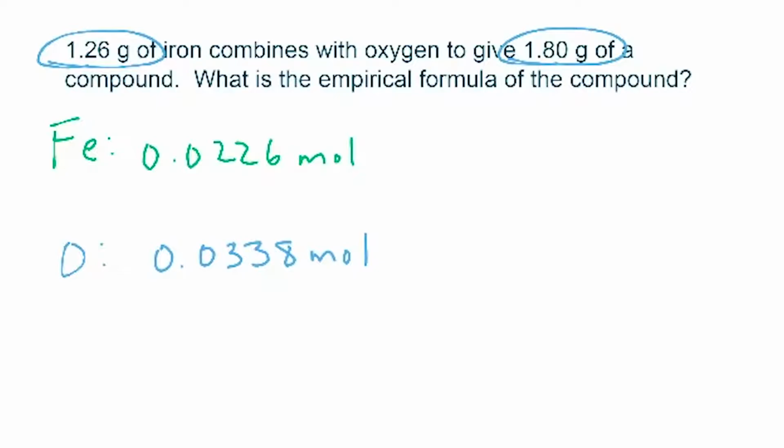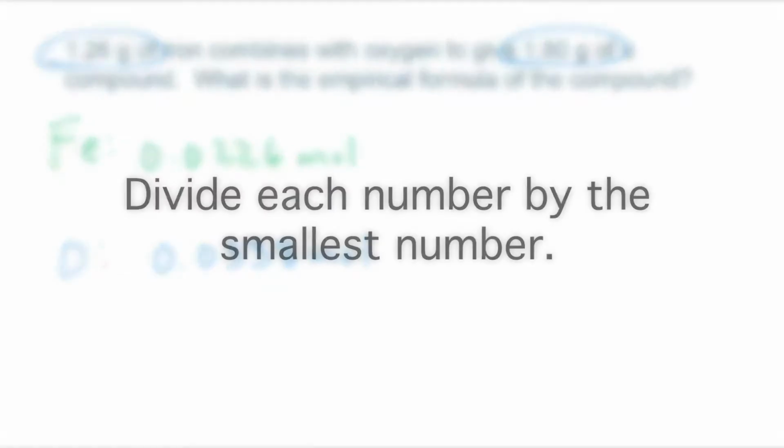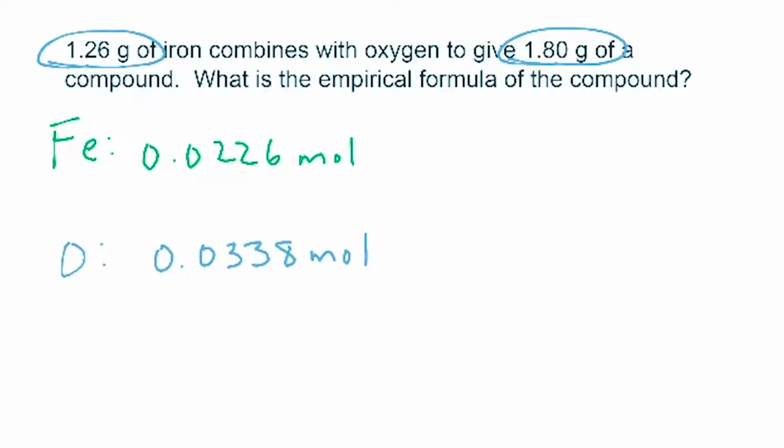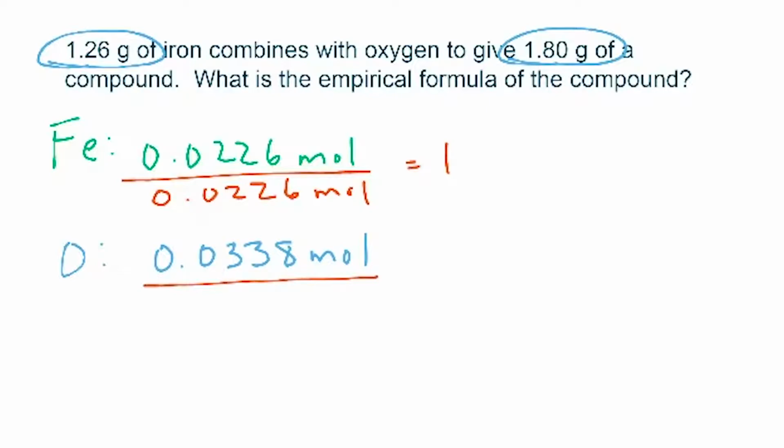To determine the ratio of number of moles of one element to the other, we divide each of these numbers by the smallest of these numbers, which in this case is 0.0226 moles. When we divide 0.0226 moles by itself, we get the number 1. When we divide 0.0338 moles by 0.0226 moles, we get the number 1.5.